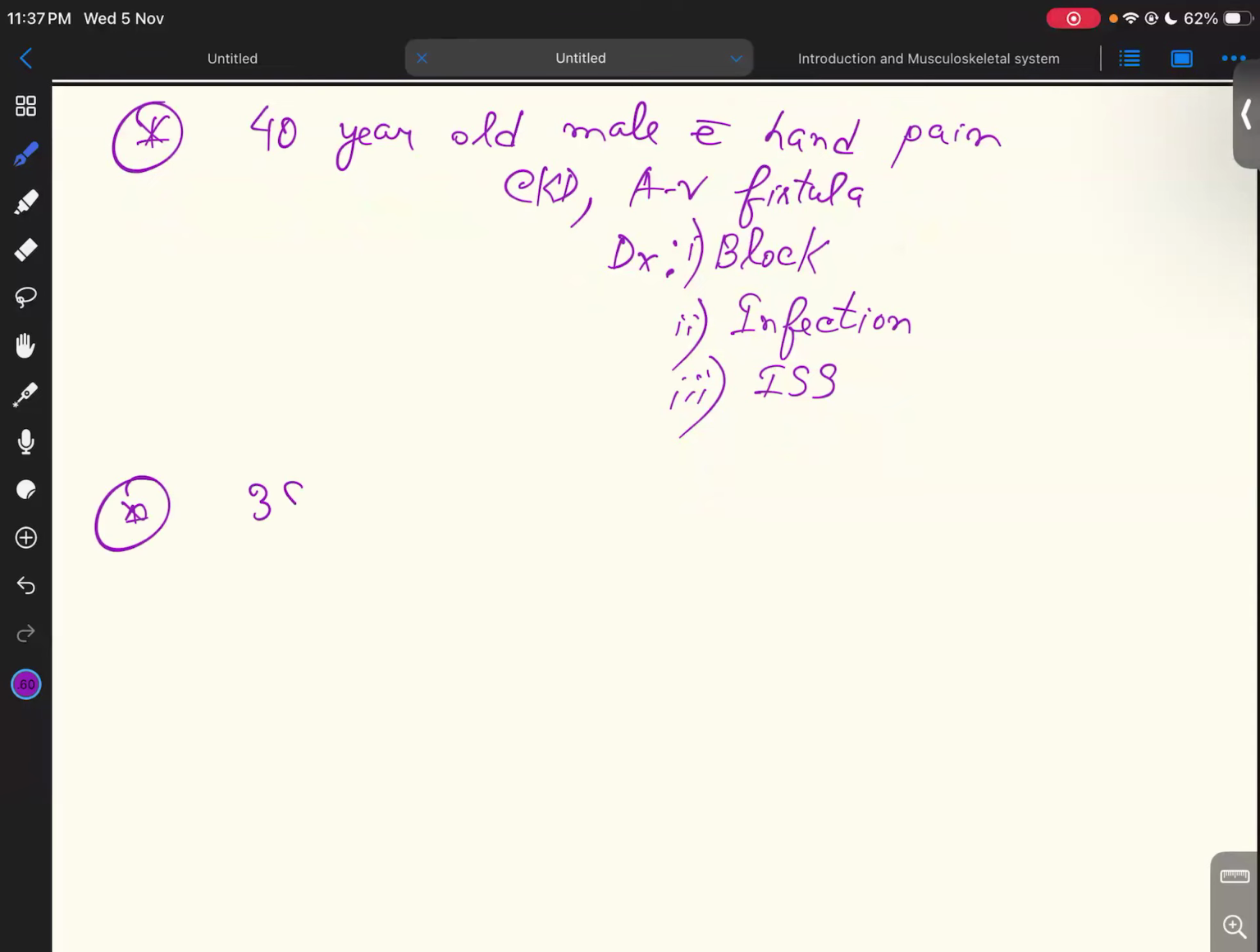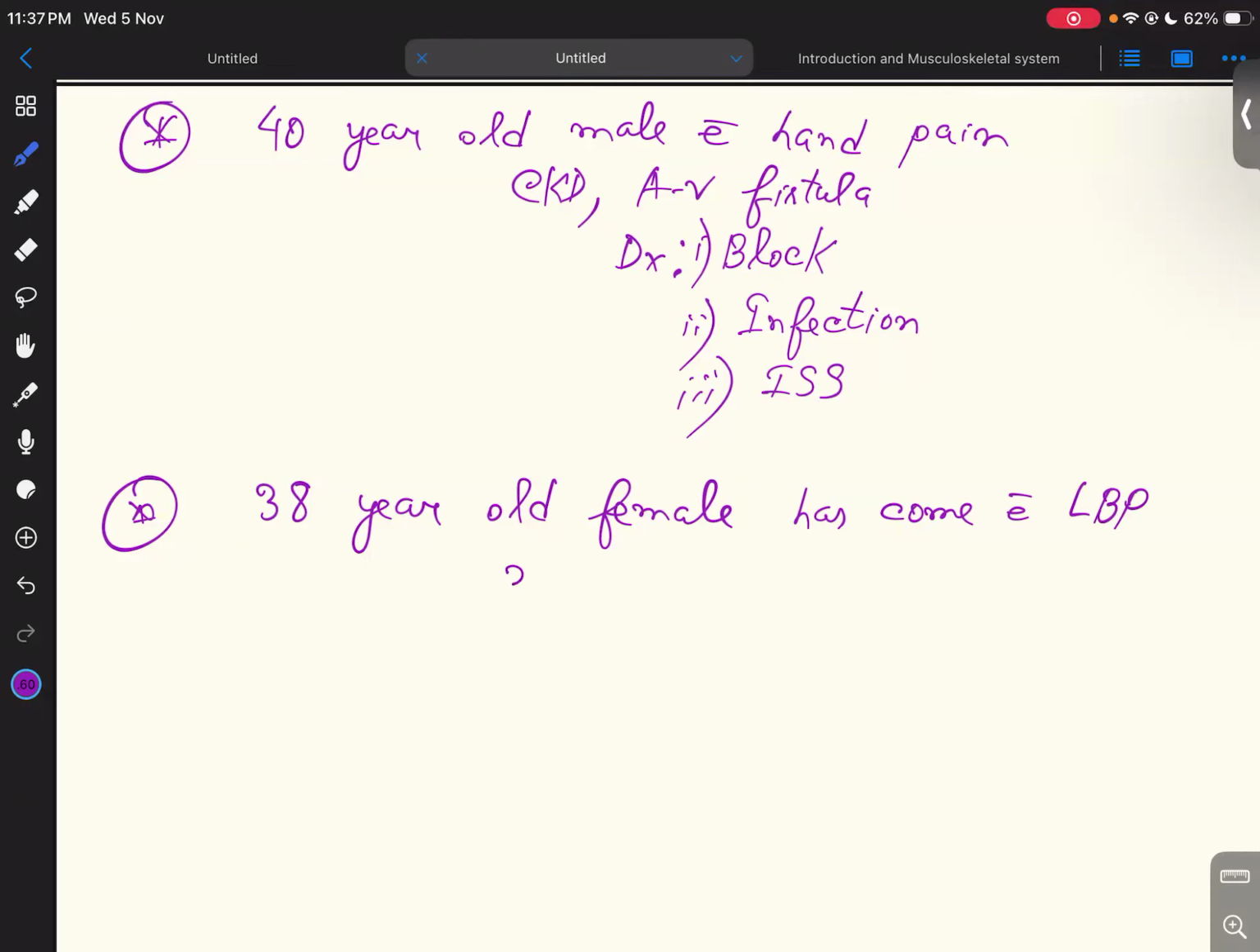A 38-year-old female. Yes, is Doppler needed? Yes, Doppler is needed. This will fall in the investigation section, whether Doppler is needed or not. We have to tell it in the investigation. So a 30-year-old female has come with low back pain. And in the history, the patient is telling you that she is also having loose motion for the past 3 months.